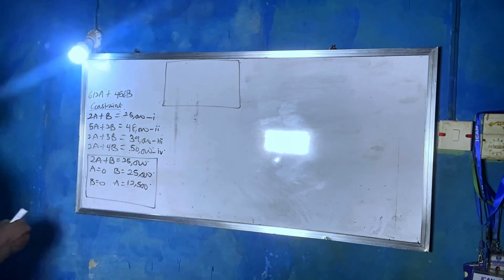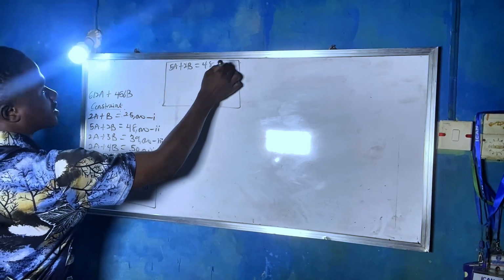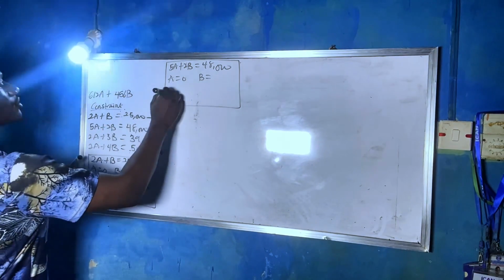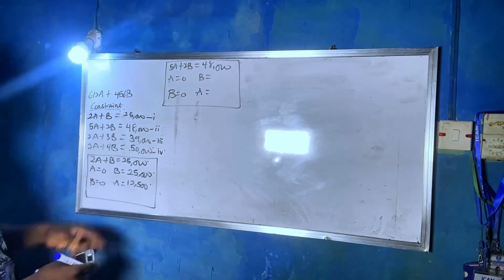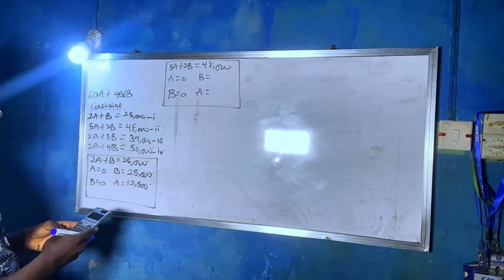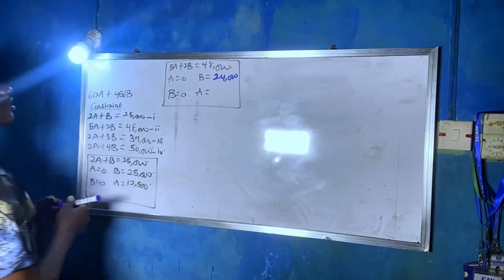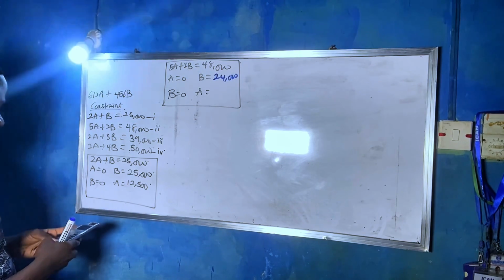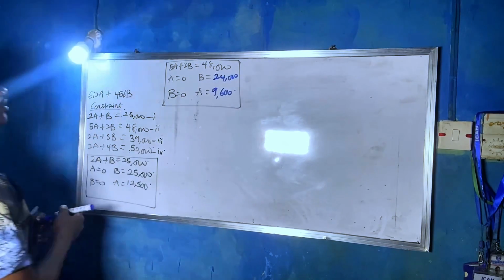Equation 2 is 5A plus 2B equals 48,000. So if A equals 0, what is my B? And if my B is equal to 0, what is my A? If my A is equal to 0, then definitely 5 times 0 is 0. So 48,000 divided by 2 will be what my B is, and my B is 24,000. So if my B is 0, 48,000 divided by 5 will give me the value of my A, and that's 9,600. This is for equation 2.